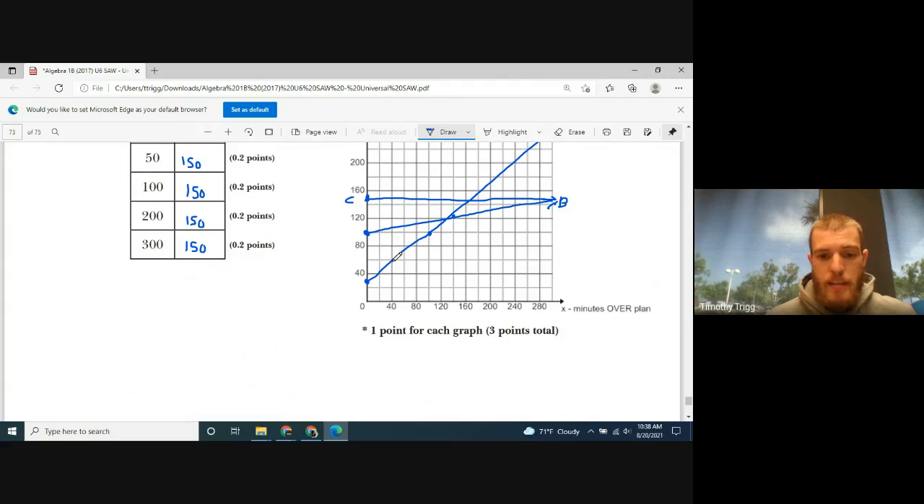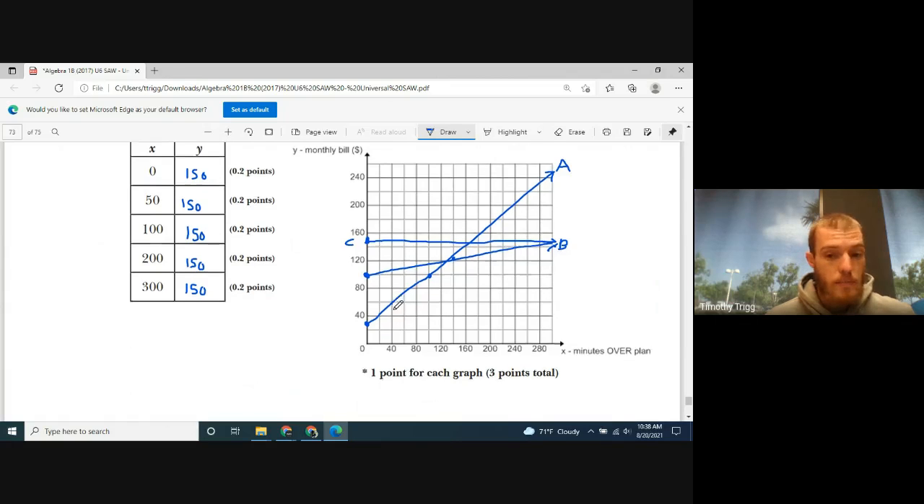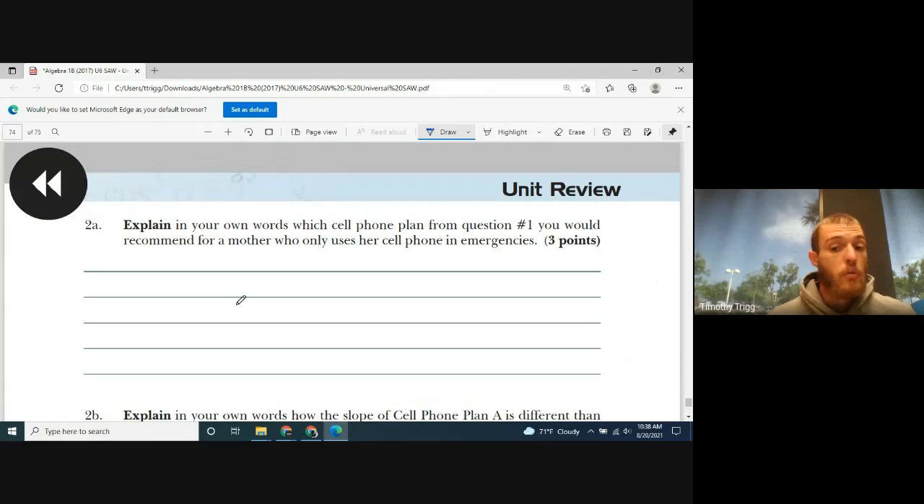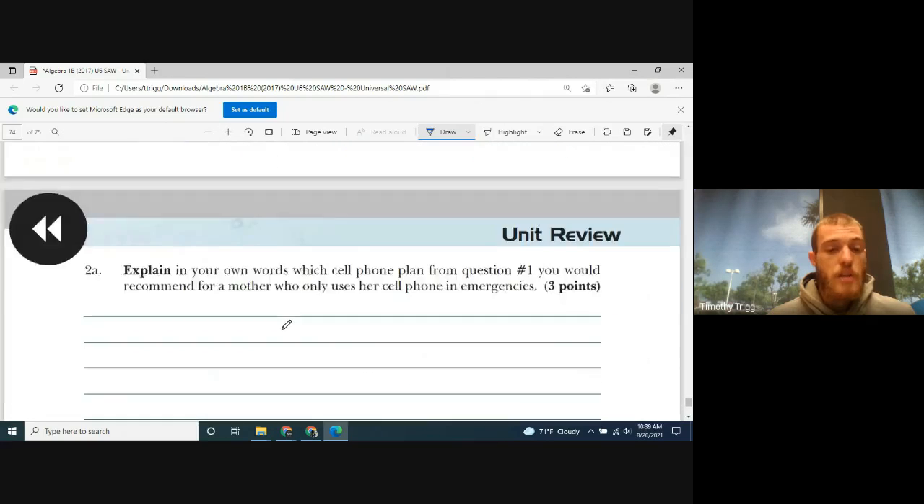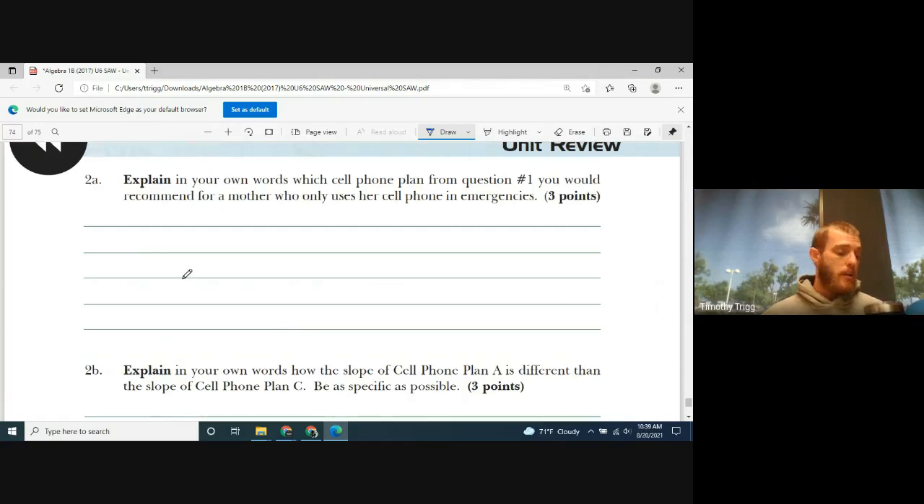So in this instance, rarely using your cell phone, you should go with cell phone plan A, right? You can see later on, if you have a lot of minutes, cell phone plan A is the worst one to go with. But if you use very few minutes, then cell phone plan A is the best choice. So I want you to explain briefly that someone who uses their cell phone rarely or only for emergencies should choose cell phone plan A because it would be the cheapest one for them. Okay, so go ahead and pause the video and explain that there.